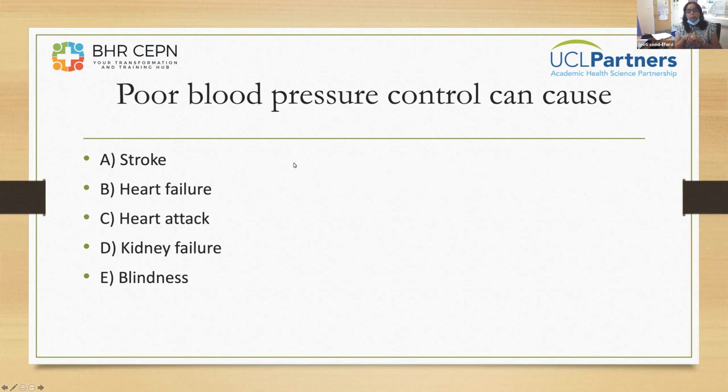So Paul, do you want to put up the poll, please? I'm getting confused with Paul and poll. Okay, I think we should time this if I give you 30 seconds. So read out the answers. Blood pressure, high blood pressure, or poor control rather, can cause stroke, heart failure, heart attacks, kidney failure, blindness.